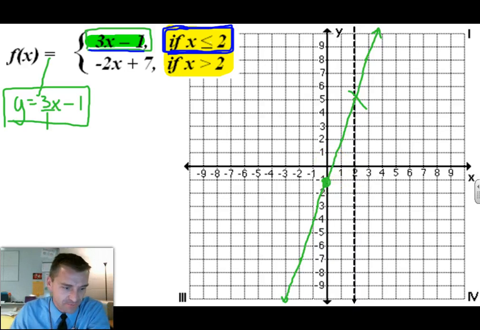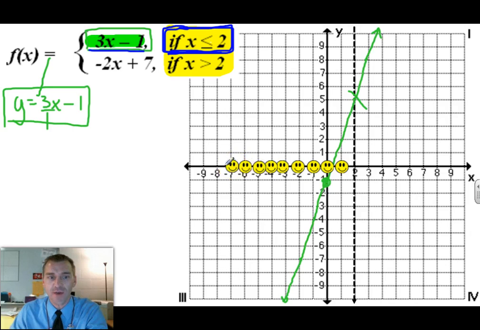Now where does that happen? Well, if I put a little smiley face or any type of thing on here, let me put a smiley face. So where is x less than 2? Here's 2, that's x is 2. Here's less than 2. Here's less than 2. Here's less than 2. Any of these down here is where x is less than 2. So that means anywhere on the left side of my cut line, that's what I'm actually going to keep.